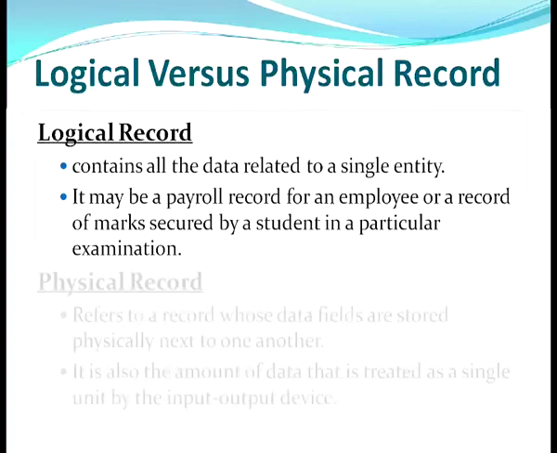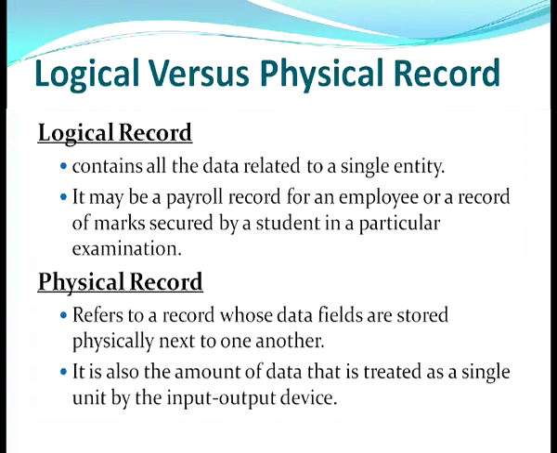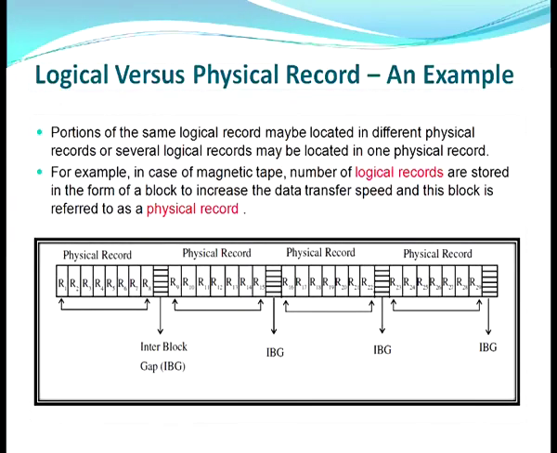On the other hand, we talk about physical records. The records which are stored physically on a device are physical records. As the definition says, it refers to a record whose data fields are stored physically next to one another. It also amounts of data that is treated as a single unit by an input-output device. Anything that I store on my hard disk is one file, is considered as a single entity. Physically, it is one file stored on my hard disk. You can see in this particular screen the block diagram that shows that various logical records can be contained in a single physical record. So, in this particular example, you can see that various records are placed next to one another on a physical storage medium.